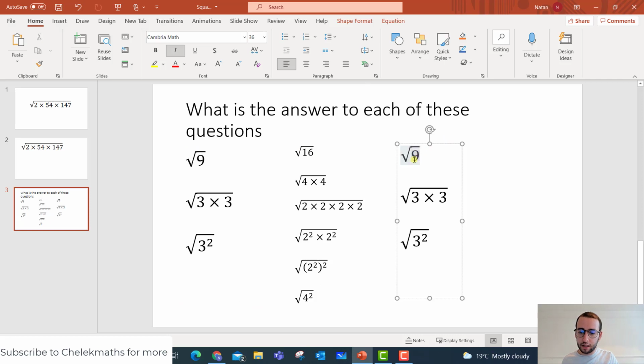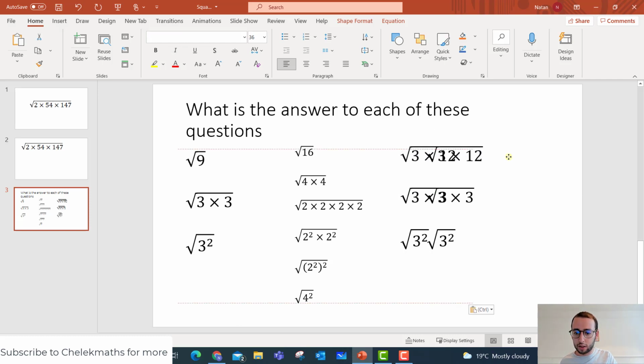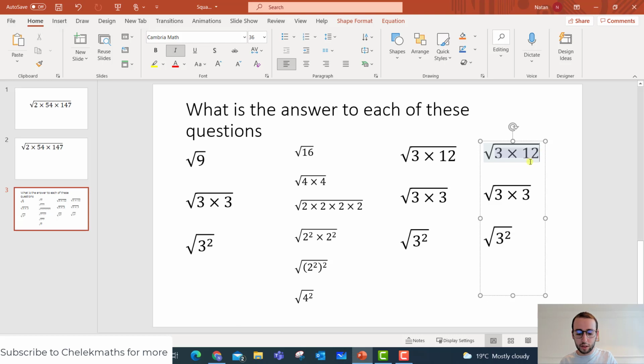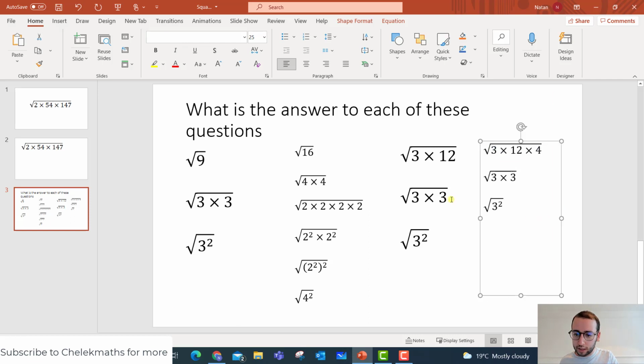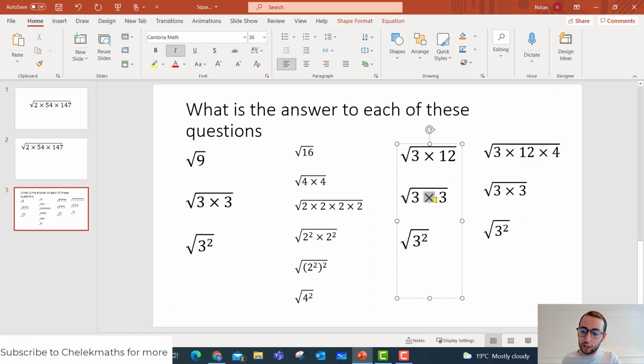And here, let's do the square root of 3 times 12. Yeah, let's do this, 3 times 12. And then let's do another one, which is 3 times 12 times 4. Now, the reason we're doing this is, with this one, you can obviously just multiply them together. You can do 3 times 12 and see what it gives you, and it gives you 36, and then you can just square root that, which gives you 6.